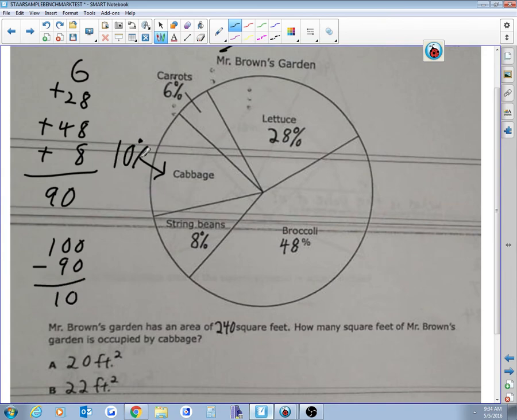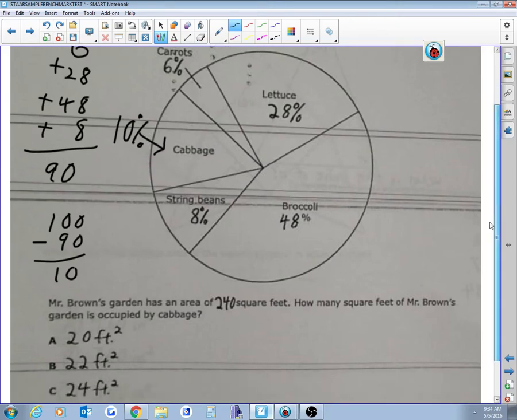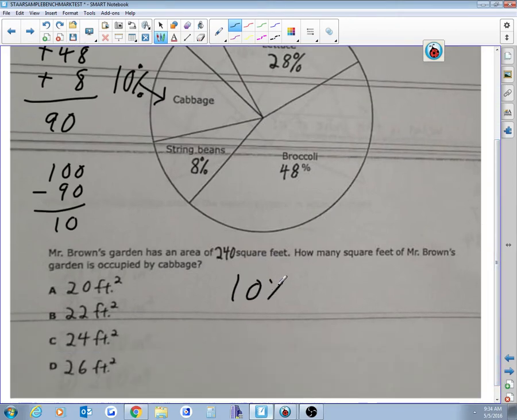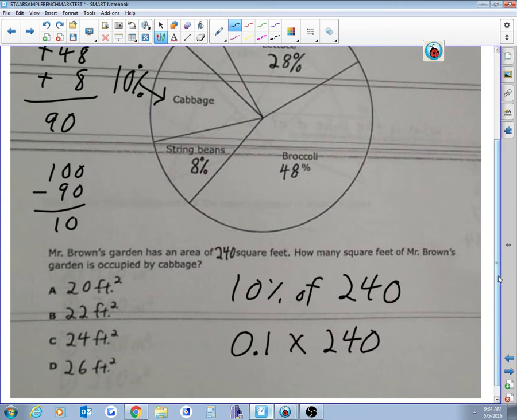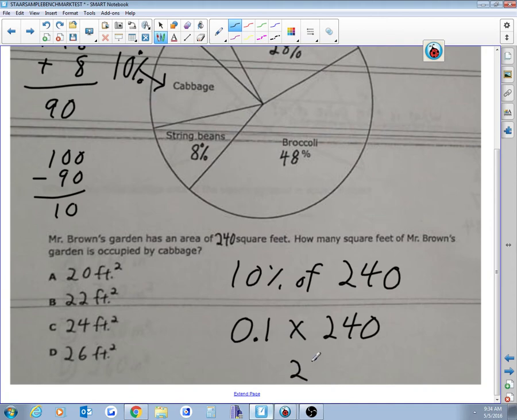Okay, so we're going to have to figure out 10% of 240. 10% of 240 will give us our solution. So we turn this into a decimal. 10% equals 0.1 or 0.10. Of means multiply times 240, and that's going to give us 24. Finding 10% of a number, you just move the decimal one time to the left. So 24 square feet is our solution. Similarly, if you want to find 1% of a number, you move the decimal twice to the left.